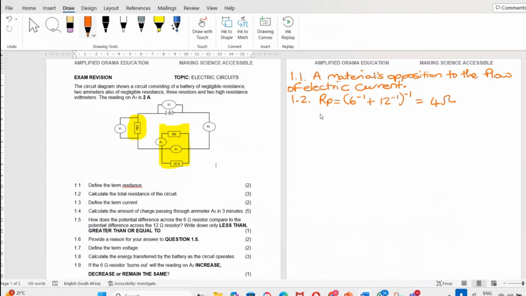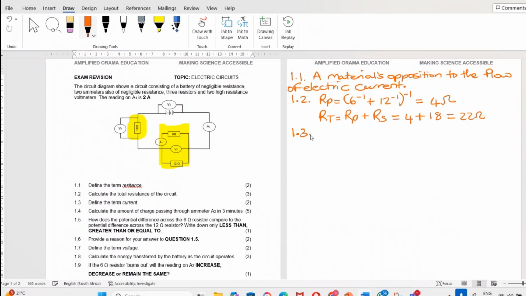And then you can find R total by adding your R parallel with your resistor in series. That would be 4 plus 18, which gives you 22 ohms. And that's the total resistance of the circuit.